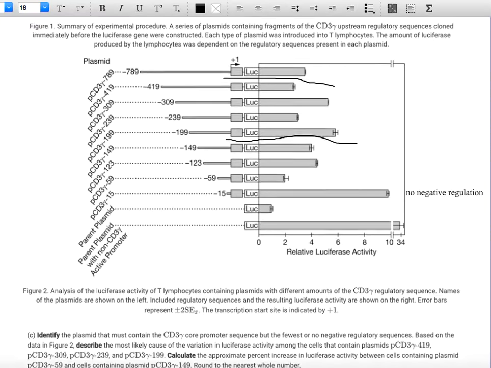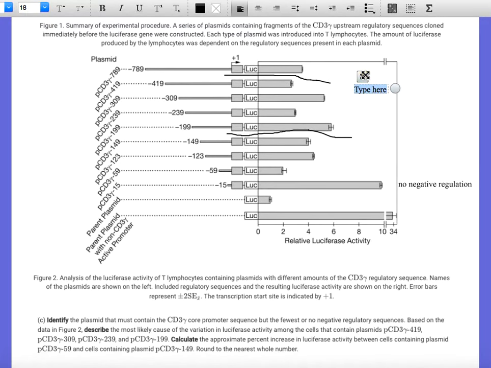So basically what you see here is pretty much alternating positive and negative control elements. And you can kind of map where they are by figuring out if leaving those in causes more expression of the gene or less expression of the gene.